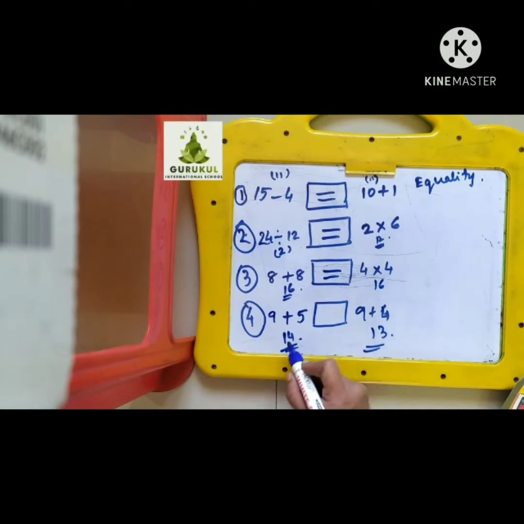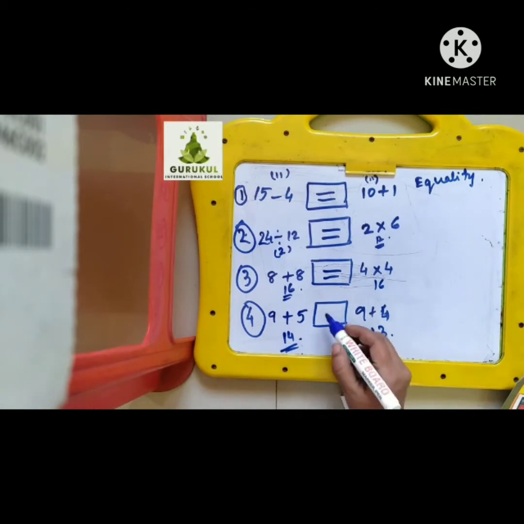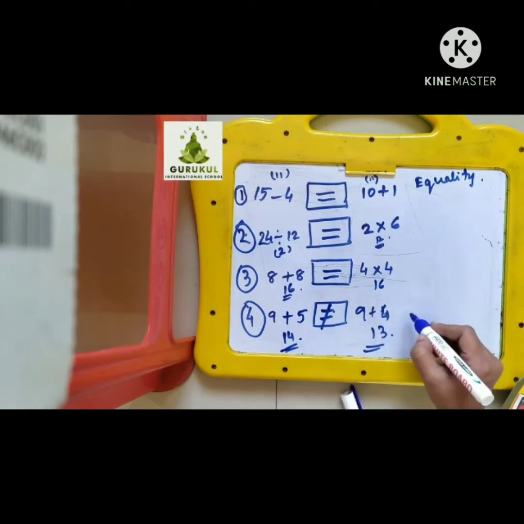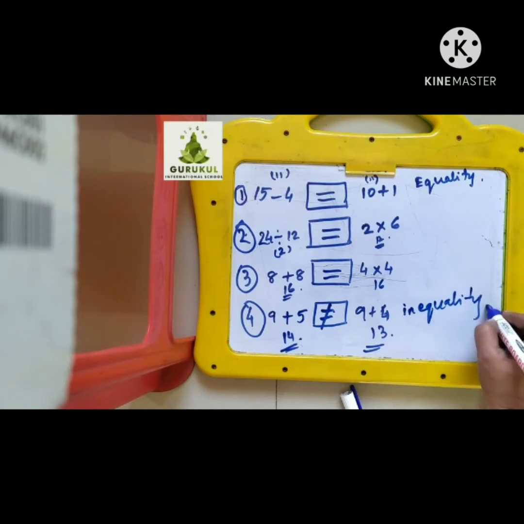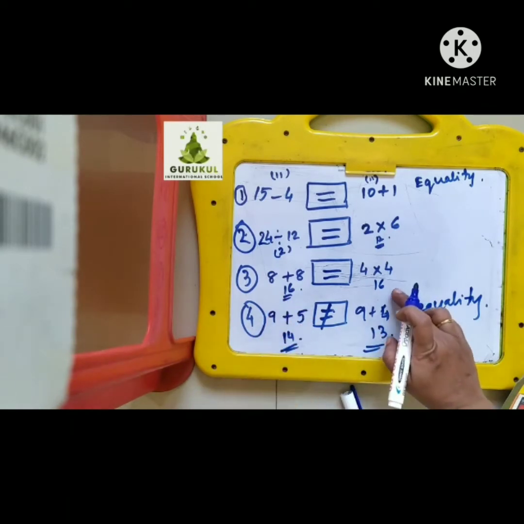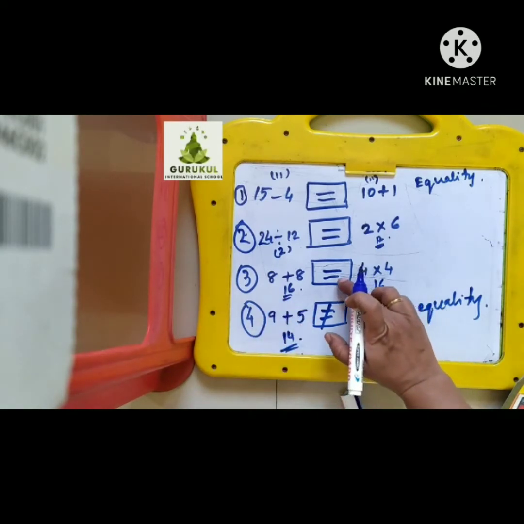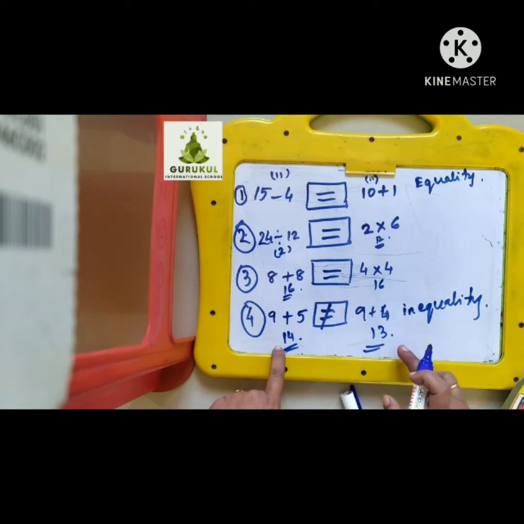That means these two numbers, left hand side and right hand side, are different. That is, it is inequality. So one equal to sign with one slanting line is called inequality. I hope you have understood equality and inequality. When both the left hand side answer and the right hand side answer are the same, you say equality, and when the left hand side and right hand side answers are different, you say the term inequality.